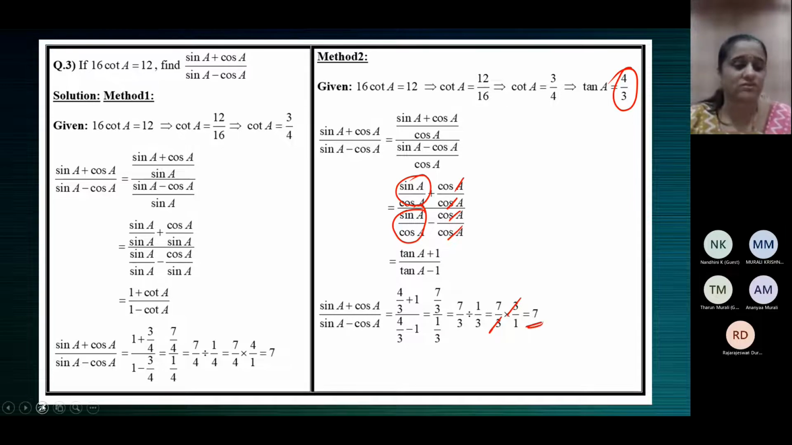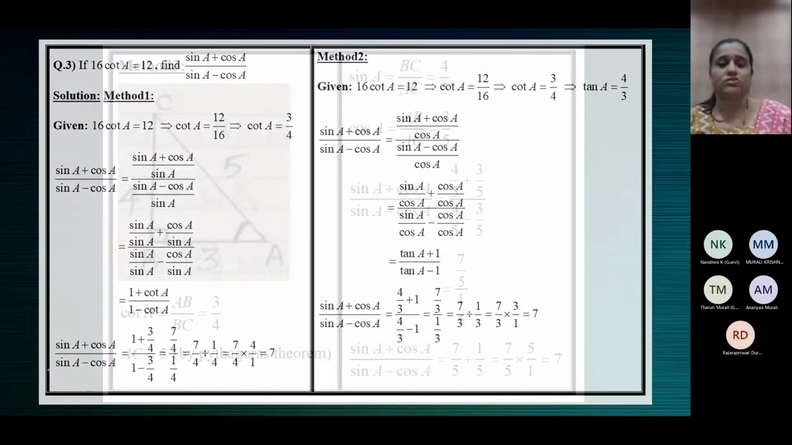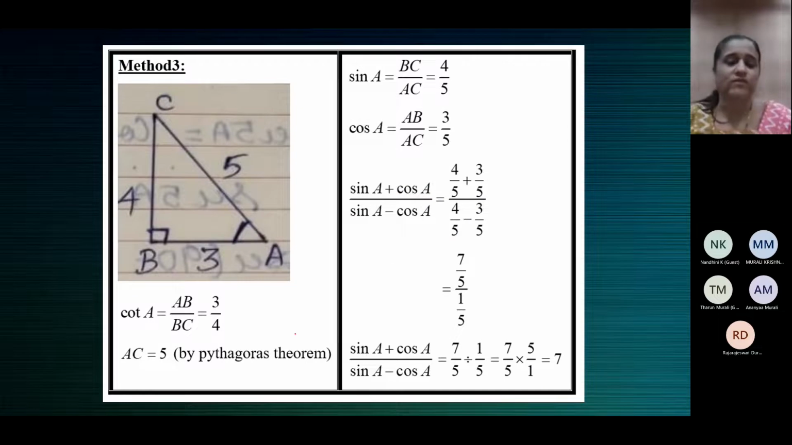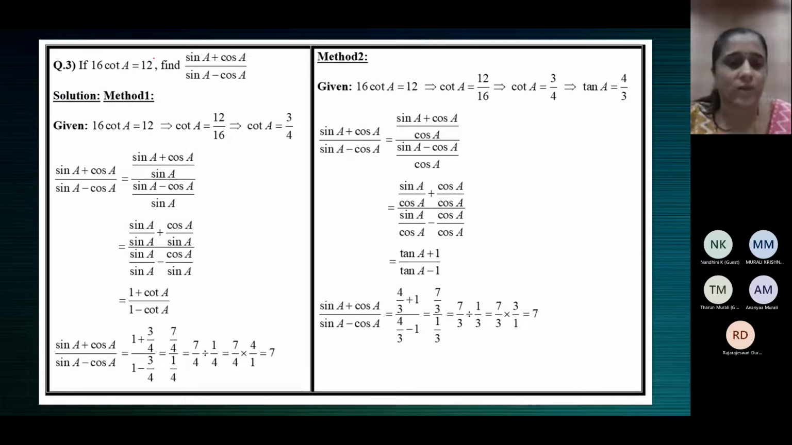You should get the same answer. This is method 2. In method 3, as we always do, you can use a right triangle. What have we understood? Whenever the value of one t ratio is given, you can find the others using a right triangle. We are given that cot A is 3/4, and you want to find sin A and cos A.